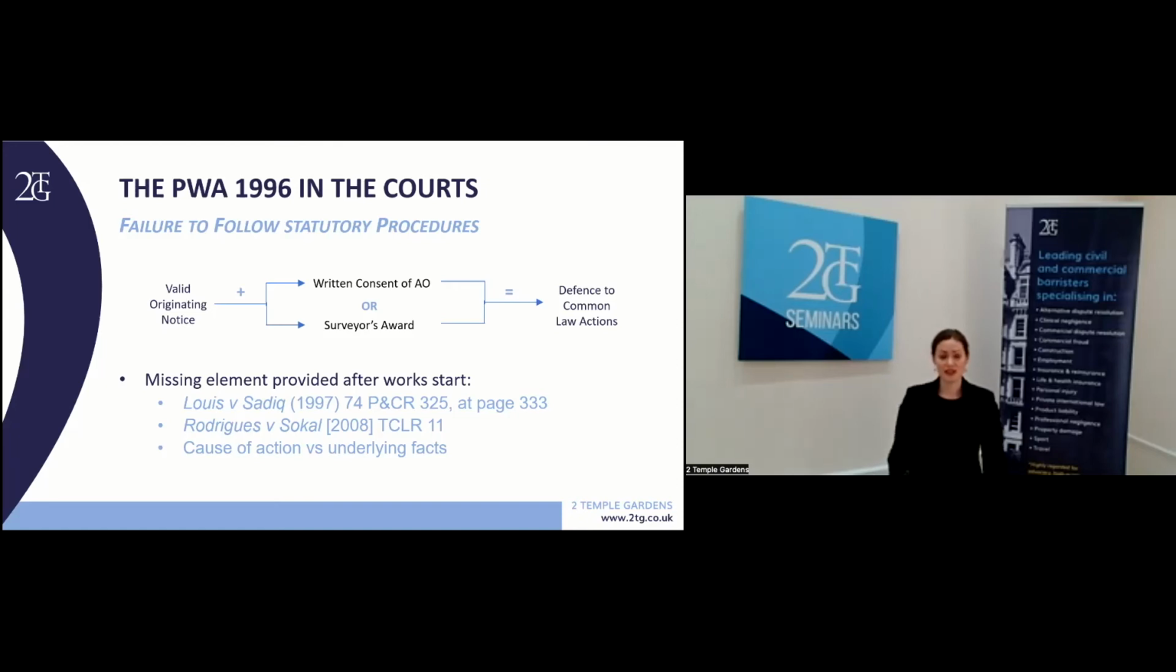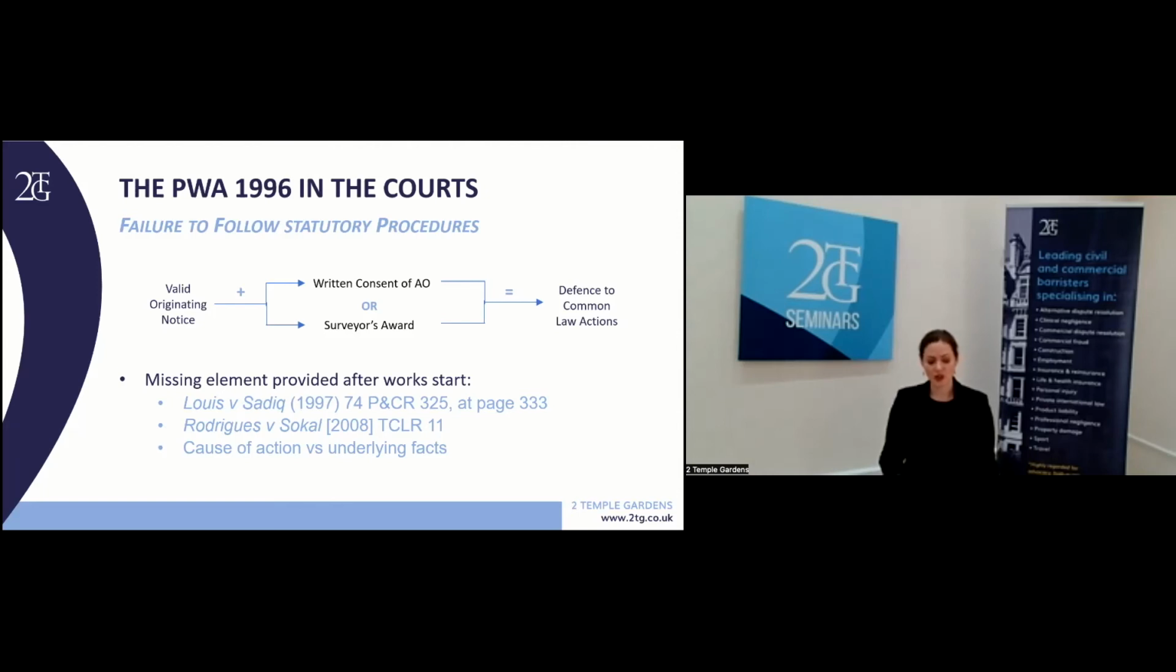In other words, according to Lewis, an originating notice cannot have retrospective effect to provide a defence to a cause of action which was perfected before the notice was made. Now, to me, this makes a lot of sense. However, it has been brought into question by the more recent case of Rodriguez and Shah.